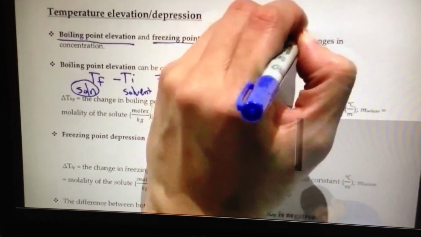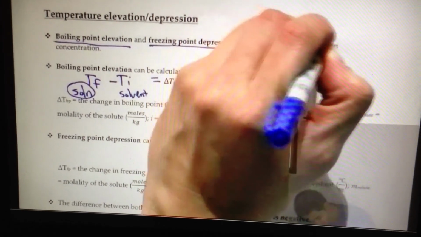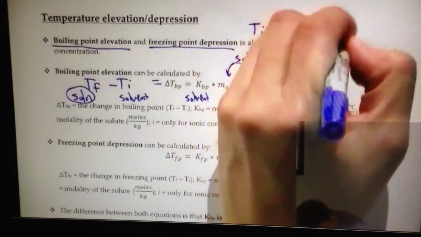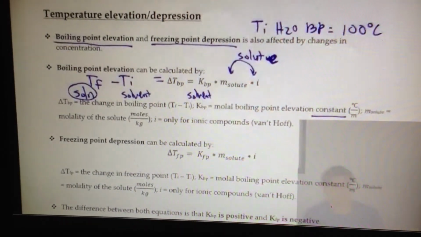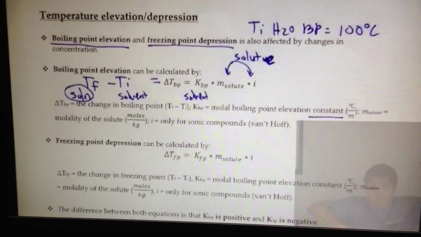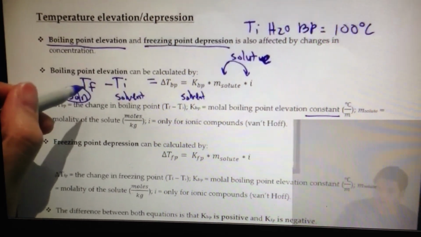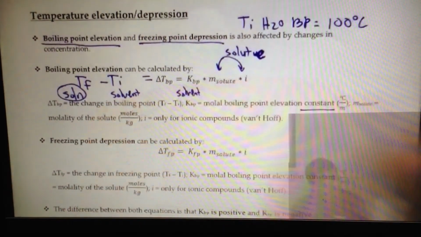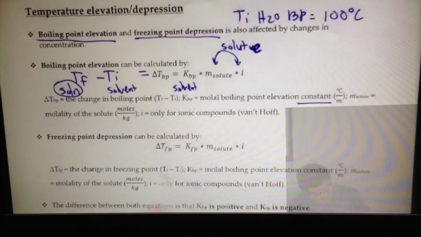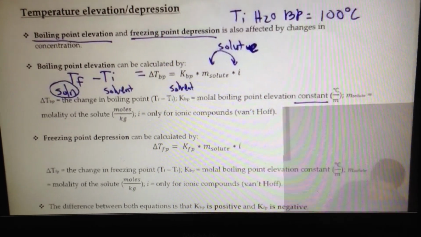So what would be T initial for H2O if we were talking about the boiling point? What would be the initial boiling point for water? 100 degrees Celsius. So if I put salt in, what's going to happen? The boiling point will go up. So that's what we're going to figure out. But they would have to tell you a lot of other information as well to figure this out. Now, freezing point depression is the same formula.